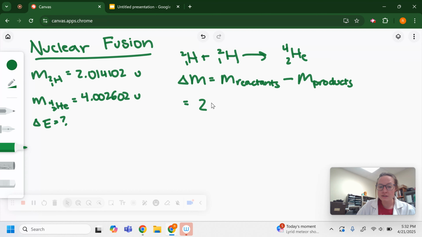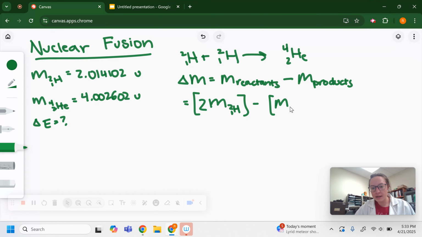Our reactants here, we got 2. Because they're the same, I'm going to write it as 2 times the mass of our little deuterium here, of our little hydrogen. That's the mass of my reactants. The mass of my products is going to be the mass of one little helium. So the mass of one little helium here, we'll write it as M with a little 4, 2, and a little helium, just like so.